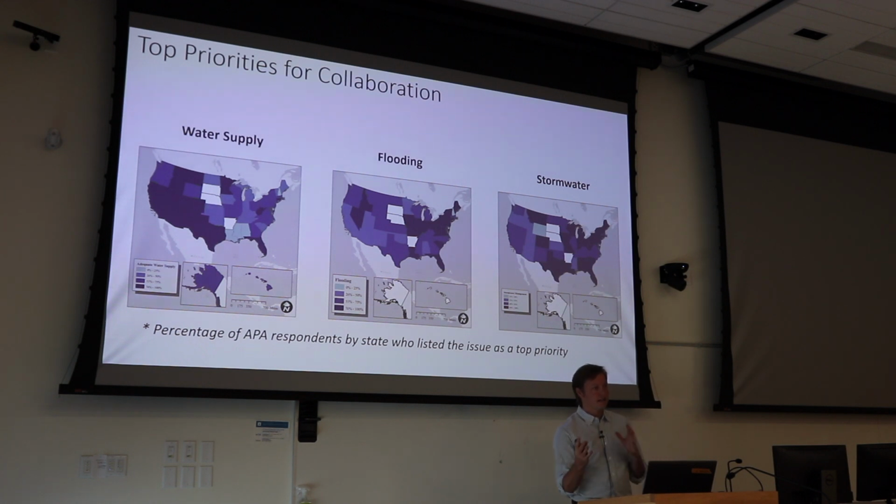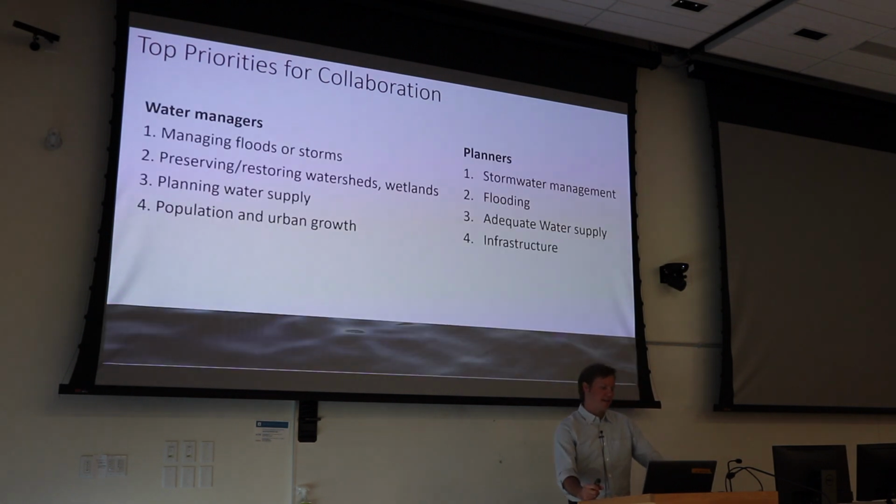So again, you want to be context specific of what you're looking at by state and region. What is it that is most important and you need to manage for? But then there's some agreement across the board in that everyone thinks that managing for floods and storms is important, thinking about adequate water supply, and planning for future growth. Those seem to be, there's consensus across the country there.